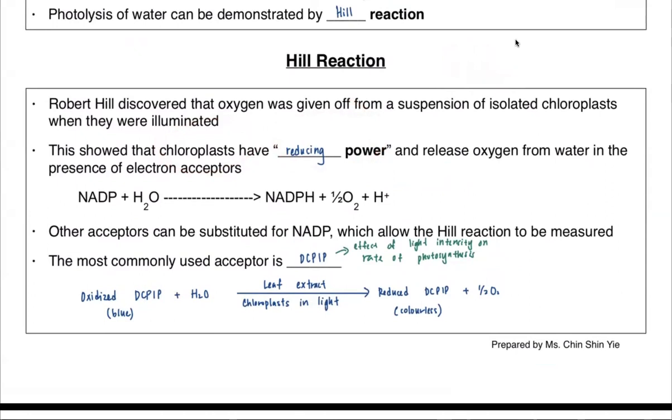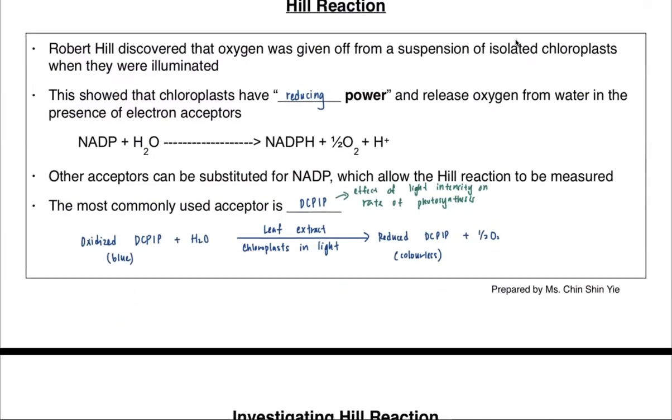So what we learn in this process is that ultimately there will be an electron acceptor. In the case of the Hill reaction, he just checked, maybe if I put in another electron acceptor, I can demonstrate this experiment, or prove a point that biochemically that is what happened. So he replaced NADP with something else which can accept electrons, which is oxidized DCPIP.